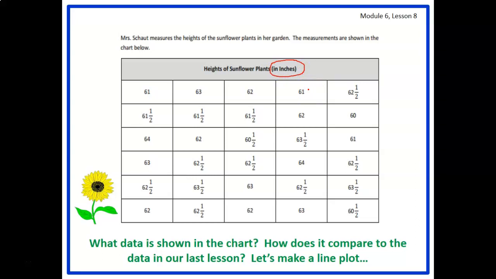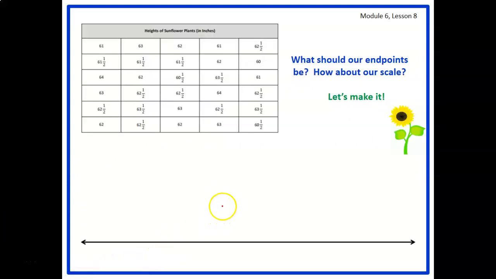How does it compare to the data in our last session? Well, the data in our last session was much smaller. It was 1 inch, 2 inch, 3 inch, 4 inch. So these are a lot taller. So we're going to make a line plot to show this data. What would be our end points? What are end points? Well, I would have to have my biggest one here or my smallest one here.